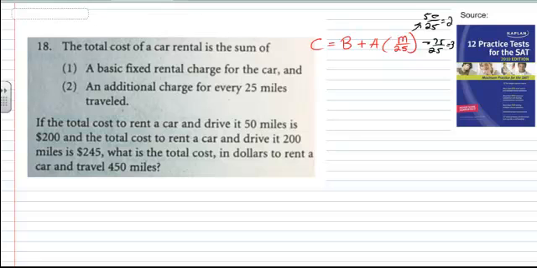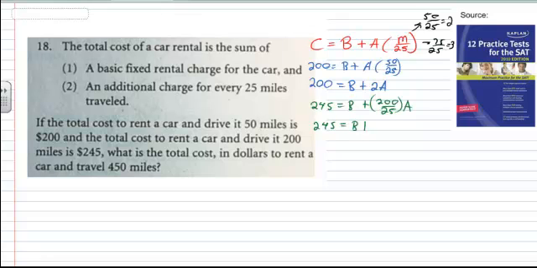So let's plug in the information they gave us. It costs $200 to rent the car, and we don't know the base fee, and we don't know the additional fee, but we're driving it 50 miles, so we plug in 50 over the 25. I can simplify that and say 200 equals B plus 2A, because 50 over 25 is 2. Also, it costs $245 to rent the car, we still don't know the base fee, and drive it 200 miles, so we plug in a 200 for M. Now, because 200 over 25 is 8, we can simplify that whole equation. 245 equals B plus 8A.